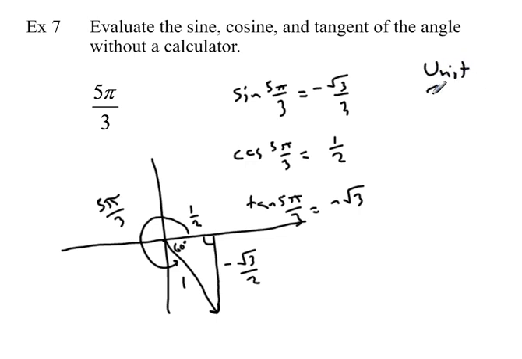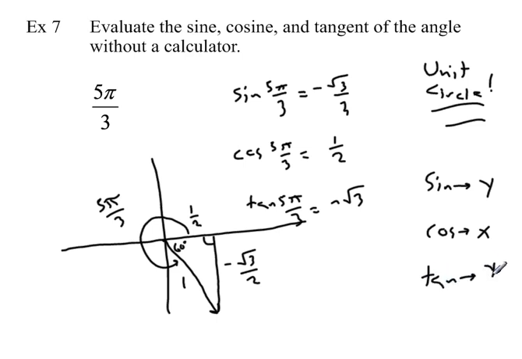If you look on your unit circle, once you know how to come up with the unit circle, it's a great tool to do these problems. Find 5 pi over 3. Your sine is the y-coordinate. And it makes sense it's the y-coordinate. It's this value that goes up and down. Cosine is the x-coordinate. It's this value that goes left and right. And tangent is y over x.